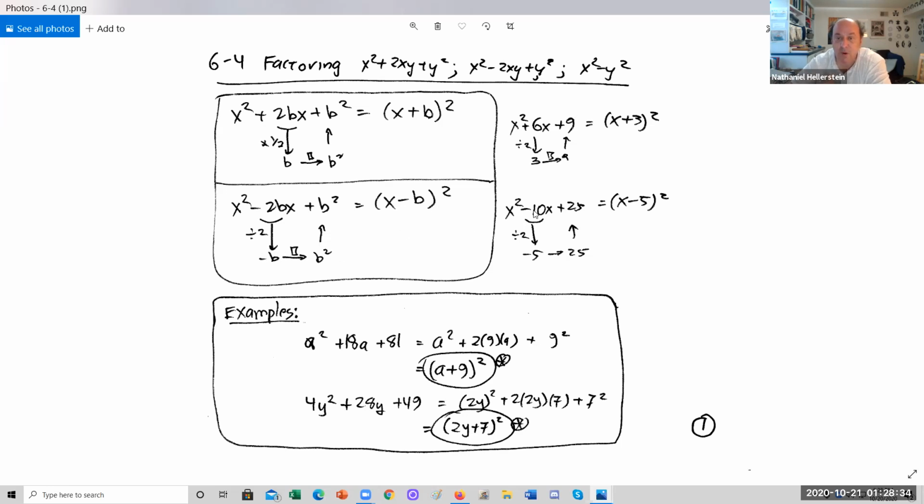So for example, x squared minus 10x plus 25. Take half of negative 10, and that's negative 5. It squares to 25, which matches. So bam, x minus 5 squared.